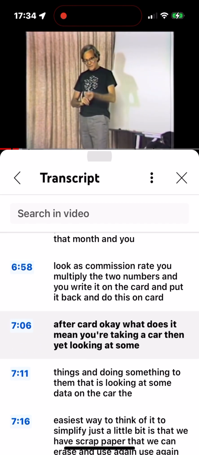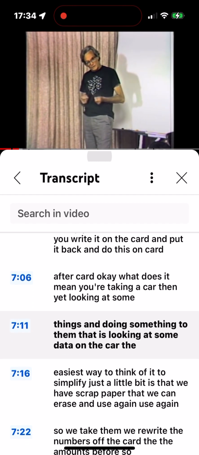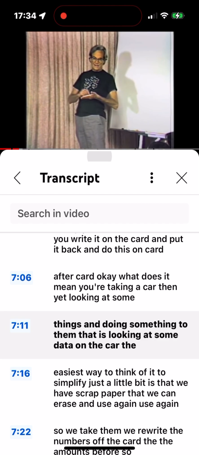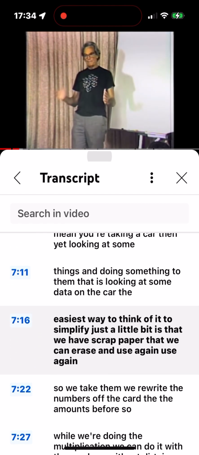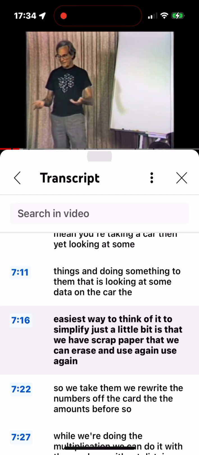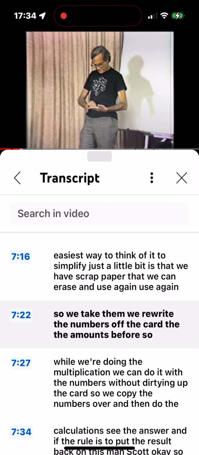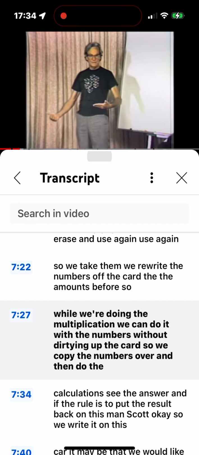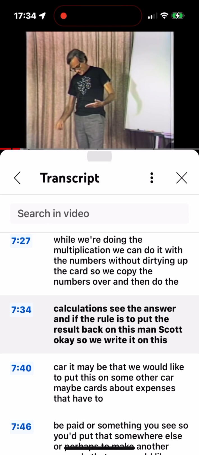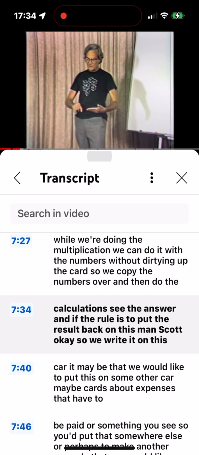What does it mean? You're taking a card, then you're looking at some things and doing something to them, that is, looking at some data on the card. The easiest way to think of it, to simplify it just a little bit, is that we have scrap paper that we can erase and use again and again. So we take and rewrite the numbers off the card, the amounts before, so when we're doing the multiplication, we can do it with the numbers without dirtying up the card. So we copy the numbers over, and then do the calculation, see the answer, and if the rule is to put the result back on this man's card, okay, so we write it on this card.